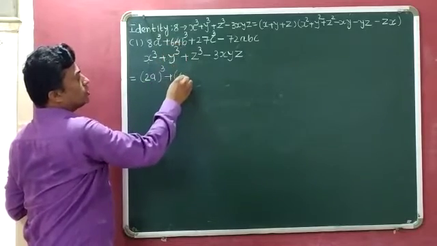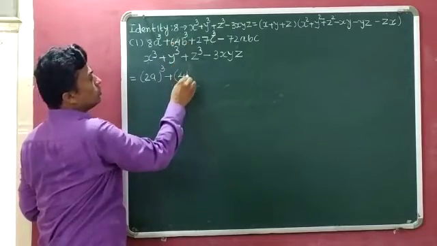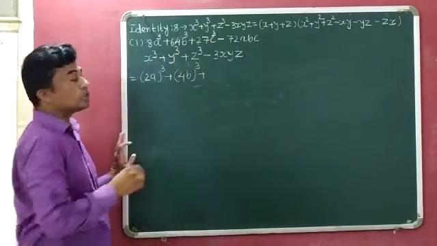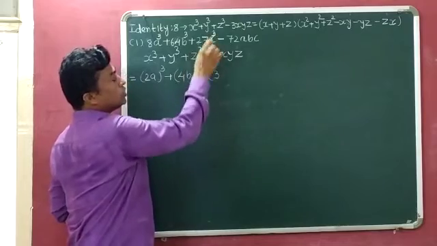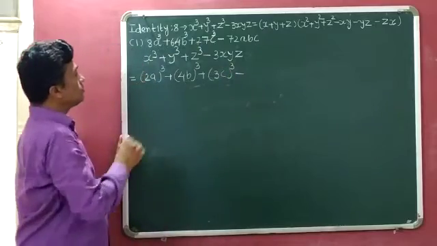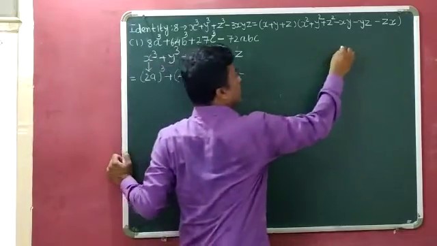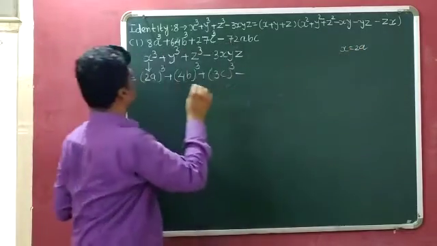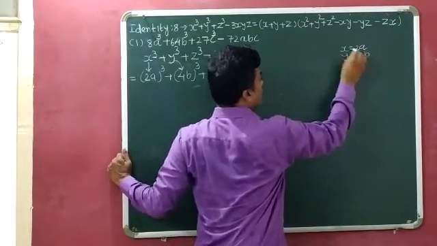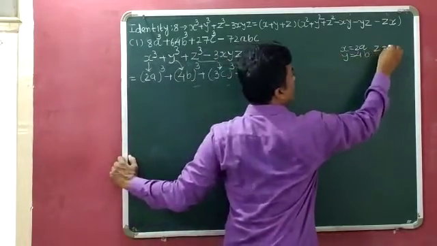Cube root of 64 is 4, because 4 fours are 16, 4 sixteens are 64. So 4, and cube root of b cube is b, and its power 3. Then plus. Cube root of 27 is what? 3. So we write 3, and cube root of c cube is c, and its power is 3. Now this minus, then minus. Now see children, x is what? x is equal to 2a. y is equal to 4b. And z is equal to 3c.